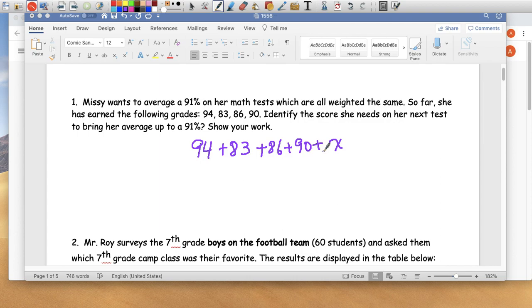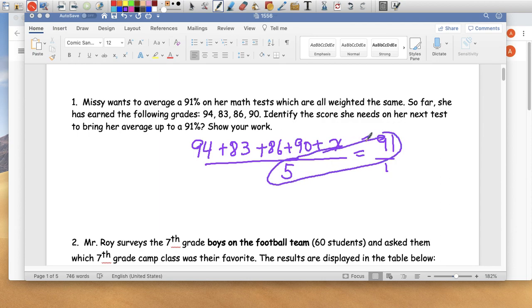So her first 4 tests plus her fifth test, divided by 5, because that's what we're doing, right? The average, the mean, we divide by 5, and she wants that to equal 91. What do I need to get on that last test? One way of solving this, and I showed you in class, was to cross multiply. If you put both of them over 1 and cross multiply, I end up multiplying these two.